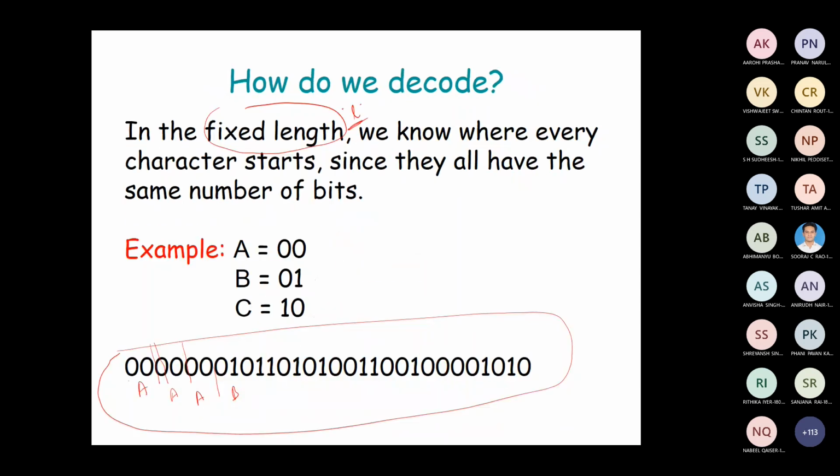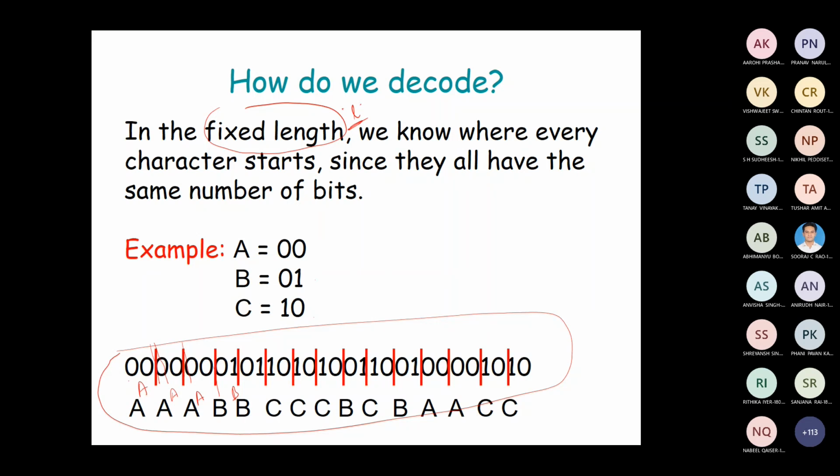Your decoding should also be unique. So the information produced by this binary stream is this. I can produce it this way. This happens in case of the fixed length. In case of fixed length, we come to know where exactly the character starts and where exactly the character ends.